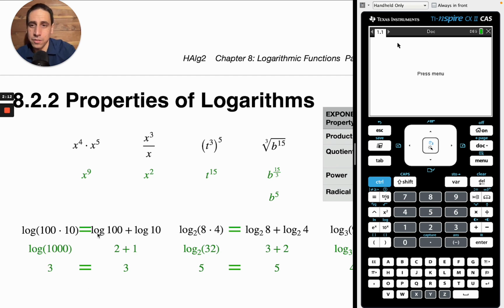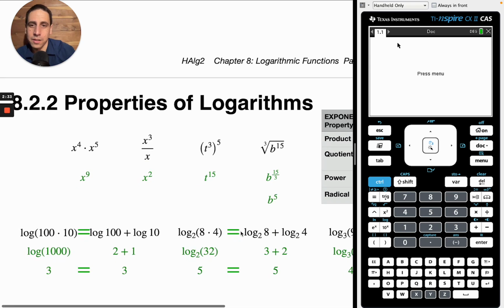Here, separately, you could do the log of 100, and that's 2, and the log of 10, and that's 1, and then 2 plus 1 is 3. So actually, the results are equal to each other, so therefore the originals have got to be equal to each other as well. Log of 100 times 10 is equal to the log of 100 plus the log of 10, which is really the result I want to look at.